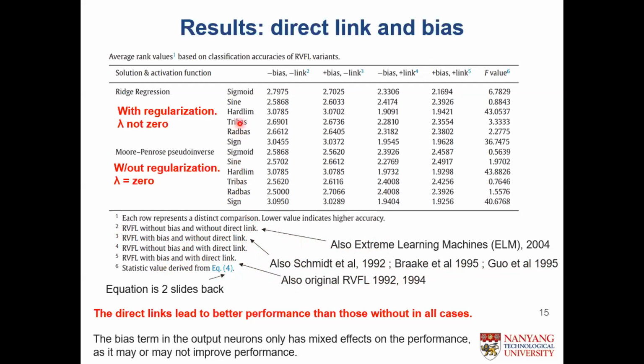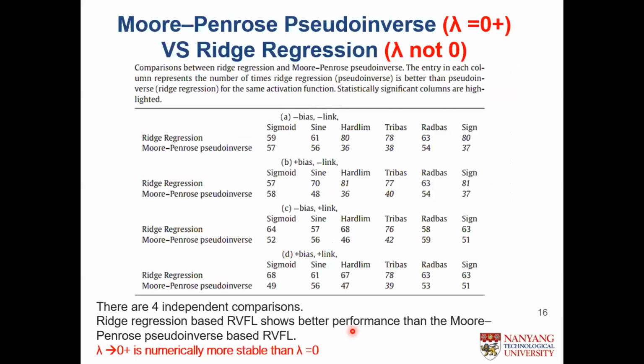So we also considered a few different activation functions. We also looked at with regularization, without regularization. In all cases, our conclusion was consistent. Direct links usually lead to better performance overall than without. And the bias didn't have a consistent effect. So the bias had a mixed effect.